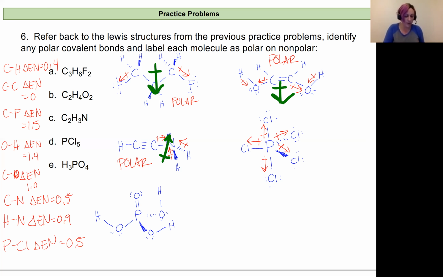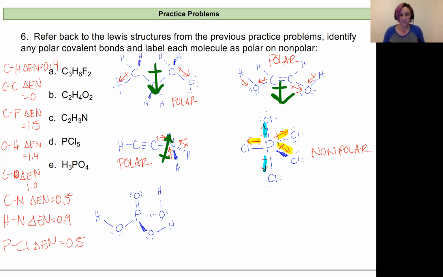But now I'm seeing that these 2 right here on the top and bottom, they cancel out. And the 3 in the equatorial plane are all 120 degrees apart and pulling equally away. So they cancel out as well. So there's no overall dipole moment here at all. So this is non-polar.